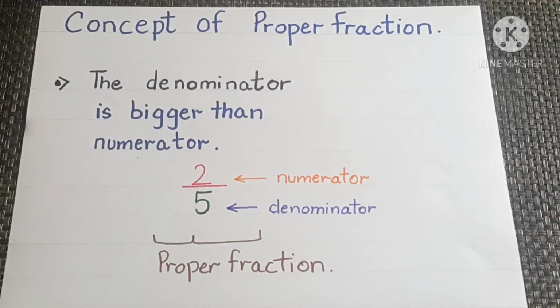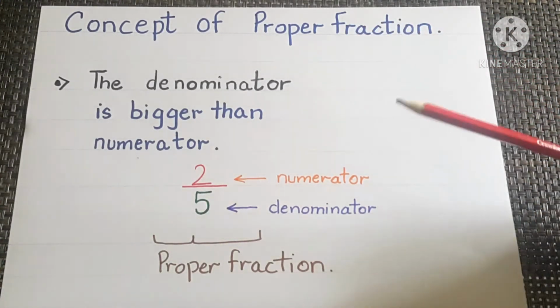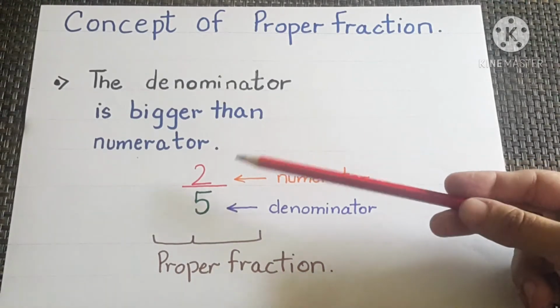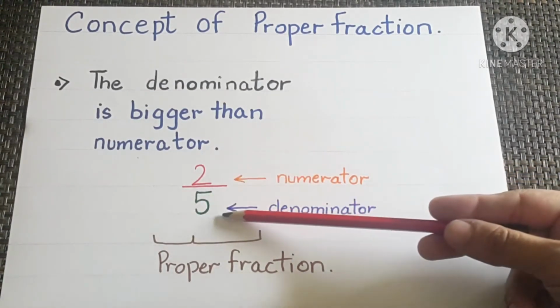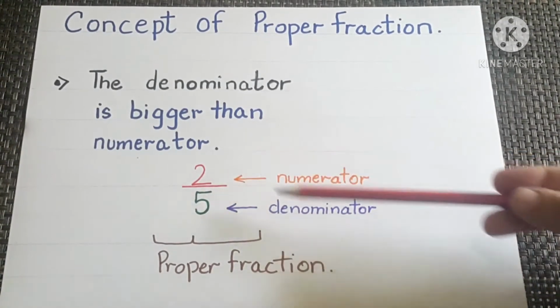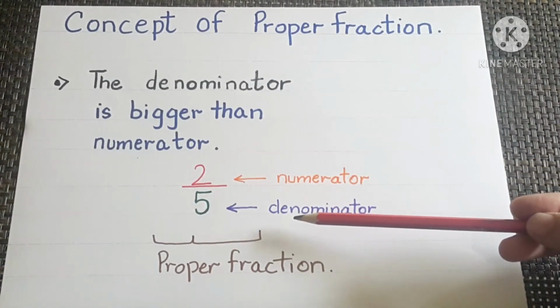Today we will study the concept of a proper fraction. In a proper fraction, the value of the denominator is bigger than the value of the numerator. Let's take a fraction 2 by 5. Now you can see the value in the numerator is 2 and the value in the denominator is 5.